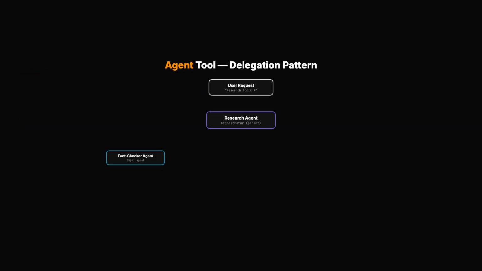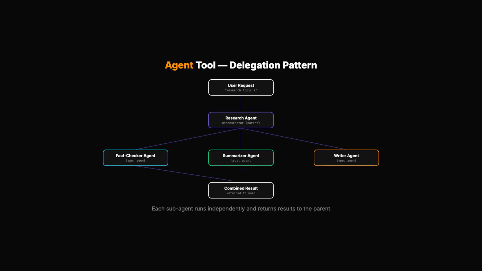The agent tool type is where things get really interesting. It lets one agent delegate a task to another specialized agent. Think of it like a manager assigning work to team members. The parent agent decides when delegation is needed, picks the right subagent, and sends it a task. The subagent completes the work and returns the result. This is the foundation of multi-agent workflows in Crystal AI. A research agent can delegate fact-checking to a dedicated fact-checker, or a coding agent can hand off testing to a QA agent. Each agent stays focused on what it does best.